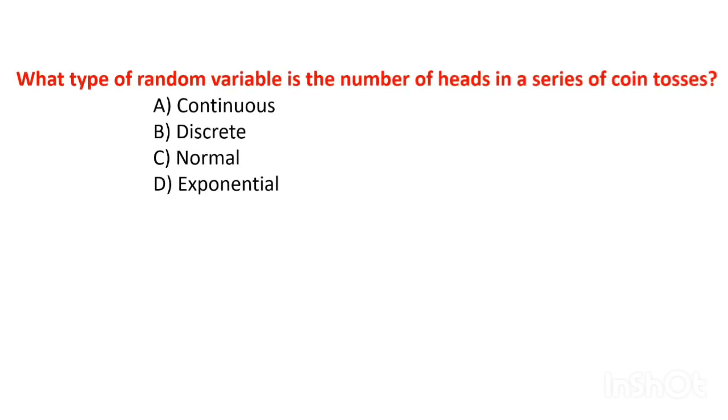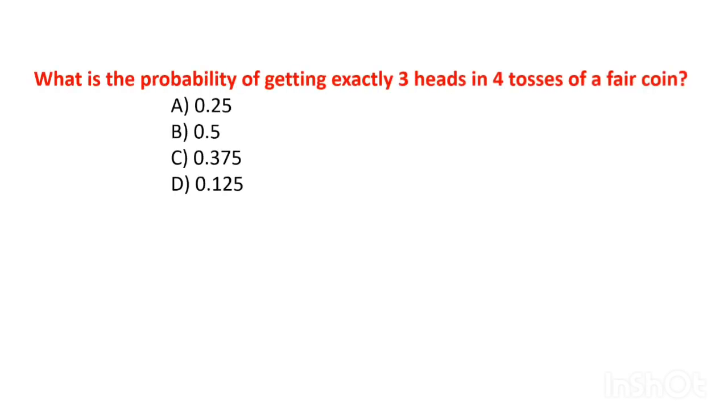What type of random variable is the number of heads in a series of coin tosses? The number of heads is countable, so it is a discrete random variable. Correct answer is B.